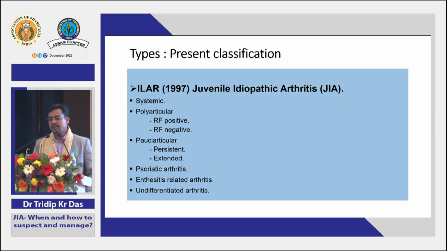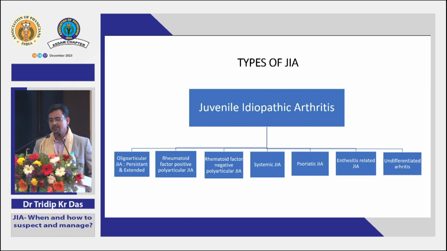After 2 decades, it was the International League of Associations for Rheumatology who reclassified this as juvenile idiopathic arthritis, that is, there is no known cause of this particular arthritis. So they made these types much more specific in order to get more benefit in the treatment module. Systemic is there. Polyarticular they reclassified as rheumatoid factor positive and rheumatoid factor negative. Then oligoarticular persistent and extended, psoriatic arthritis, enthesitis-related arthritis, and undifferentiated arthritis. So this is the classification right now.